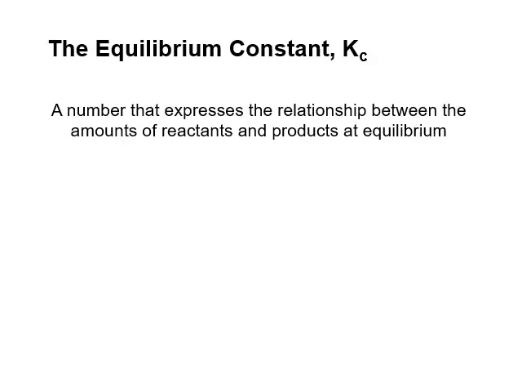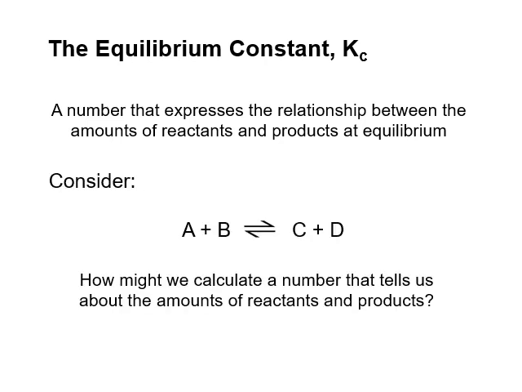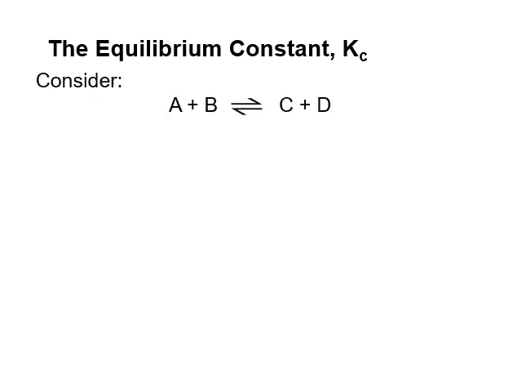So the equilibrium constant, known as Kc, is a number that expresses the relationship between the amounts of reactants and products at equilibrium. If we consider this reaction, for example, how might we calculate a number that tells us about the amounts of reactants and products? What we could do is have an expression that looks like this, where Kc, the equilibrium constant, is the concentrations of the products multiplied together divided by the concentrations of the reactants multiplied together. And this would give us an idea of which way the equilibrium lies.